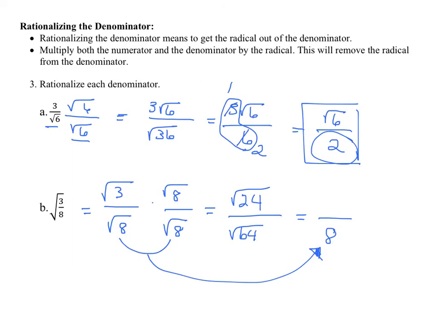Now, I could leave it as the square root of 24, but we're going to simplify that as 4 times 6, and the 4 comes out as a 2. So this is 2 square root of 6 over 8. And then, of course, the 2 and the 8 can be reduced, so my final answer will be the square root of 6 over 4, and I am done.